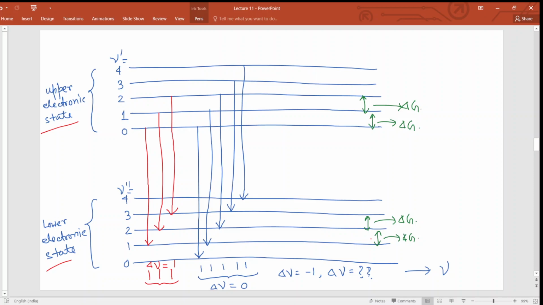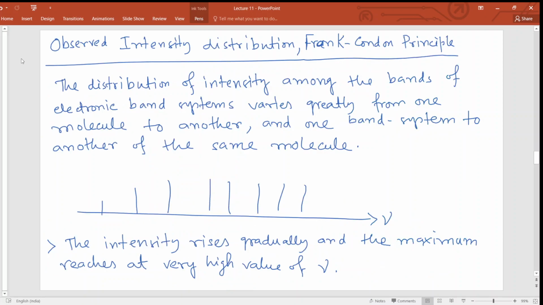So if more transitions are happening corresponding to a specific value of delta nu, that particular band will be more intense. Since there is no restriction on the value of delta nu, any transitions are possible, but the intensity can vary. Is there any question on this so far?